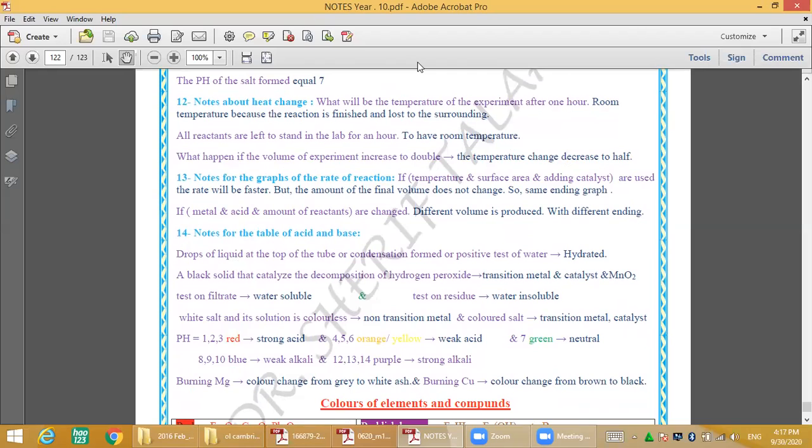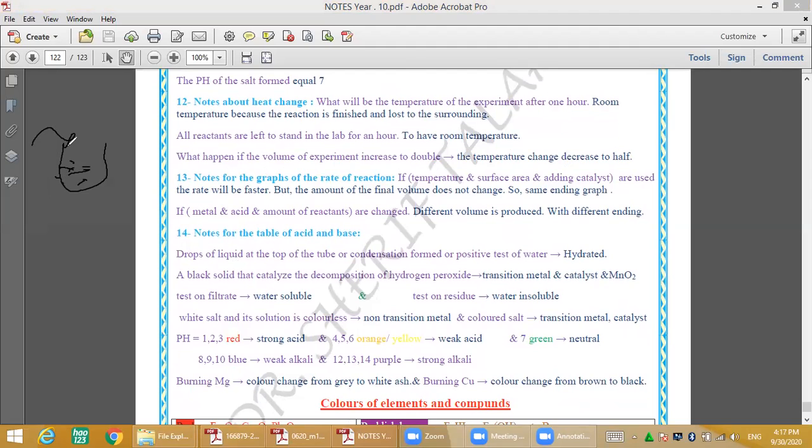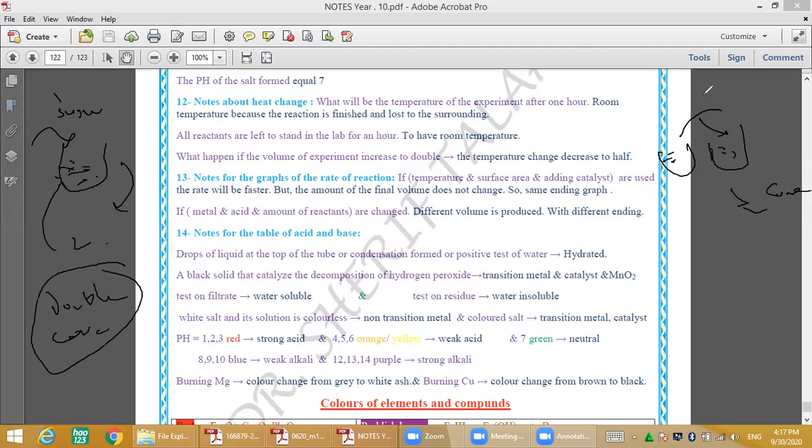For example, this is a cup of water. If I ask you, what is the difference if we add 1 spoon of sugar to a cup of water, or 2 spoons of sugar? This doubles the concentration. If we put 1 spoon in 2 cups, it will be half the concentration. Again, if we add more solid to the solution, to double, the reaction will be double. If we add more solvent, it makes it diluted, and the reaction will be half.